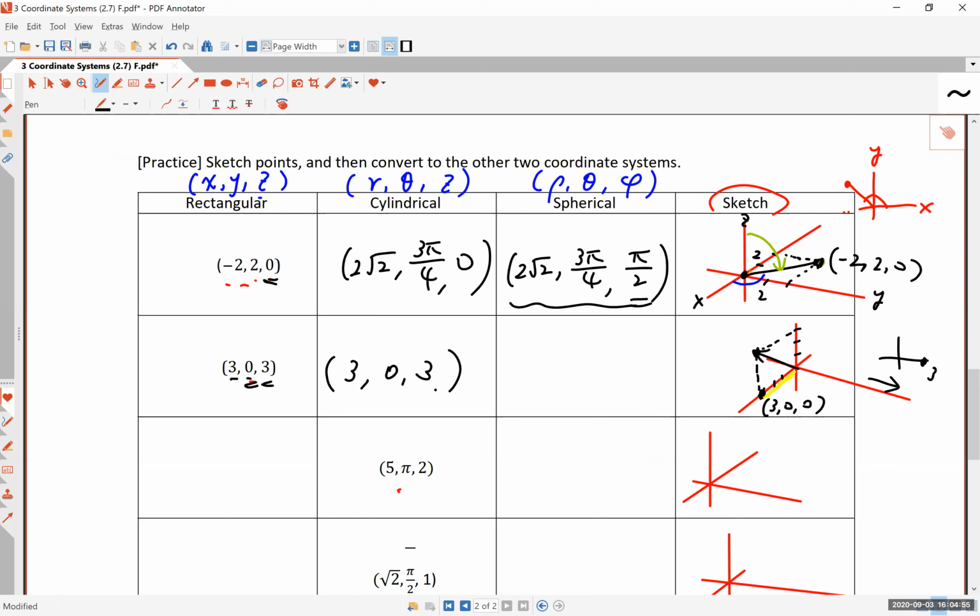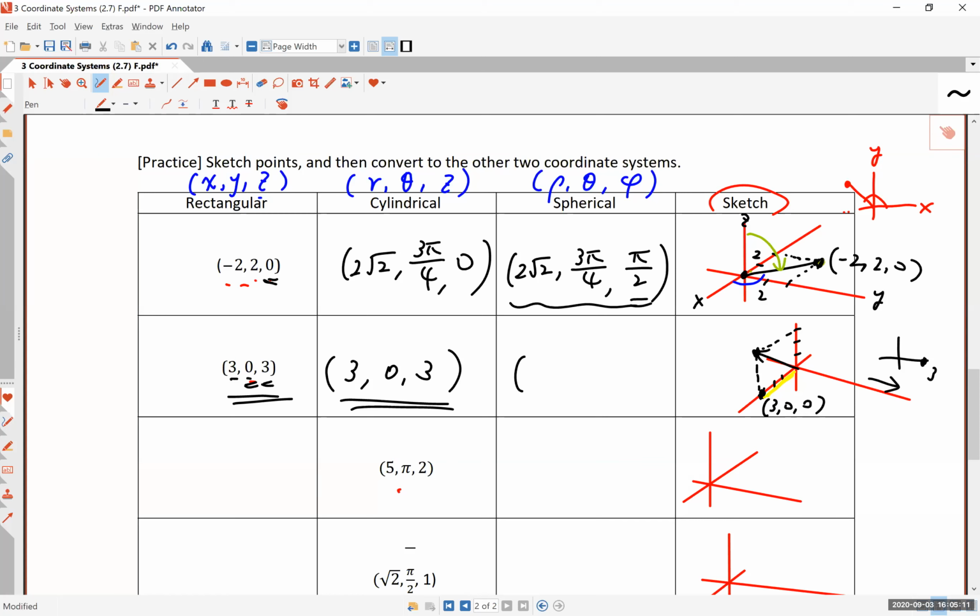(3, 0, 3). Wow, this has the same name in the cylindrical language as in the rectangular language. So it's one of those rare points where whether you speak rectangular or cylindrical, your name stays the same. All right, and then how about the spherical?